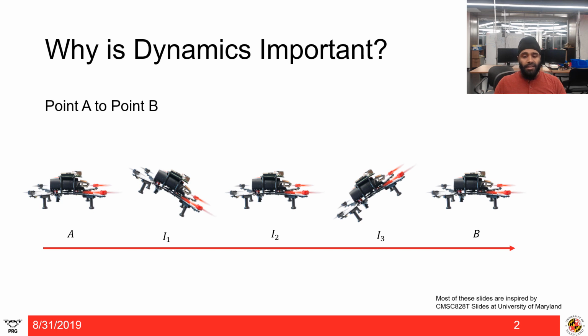So coming back to the point, the trajectory that you see here, going from point A to B via I1, I2, I3, is known as bang-bang controller. We'll talk about this bang-bang control in part B of this class. So let's begin with the basics of quadrotor dynamics.